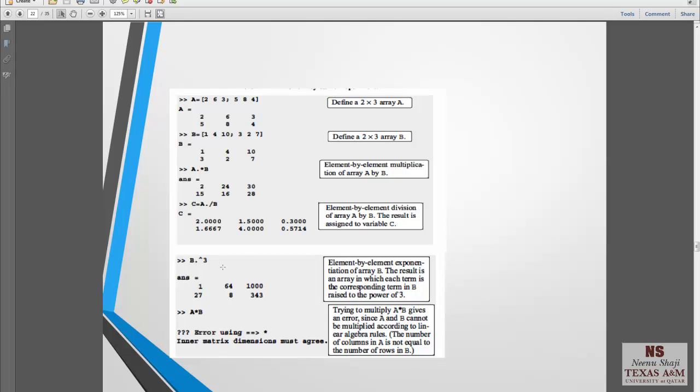B dot raised to 3 implies every element in B is raised to 3. So 1 cubed, 4 cubed, which is 64, 10 cubed, 1000. Similarly for the next row. Can we multiply A with B? No, because the number of columns in A, which is 3, is not equal to the number of rows in B.